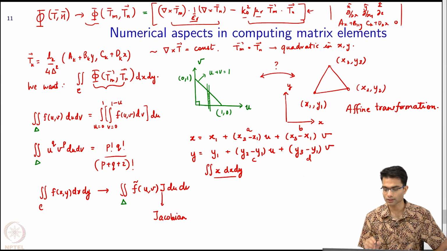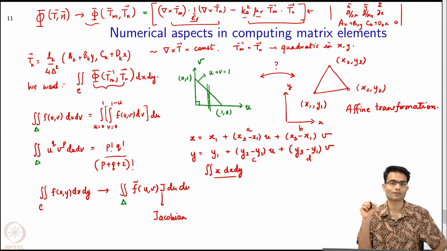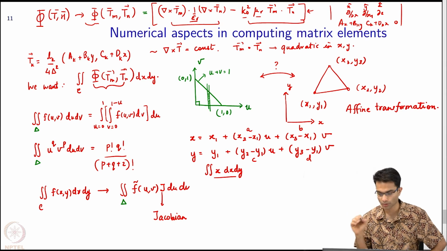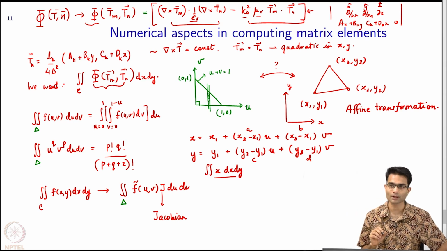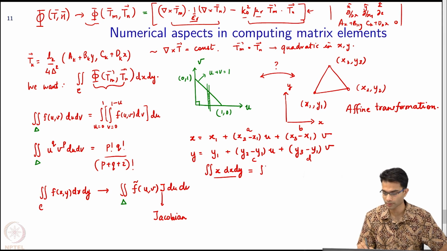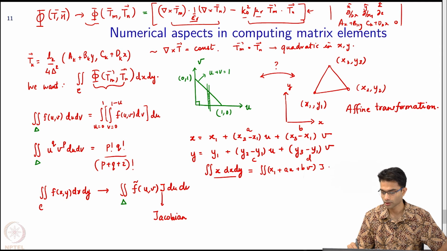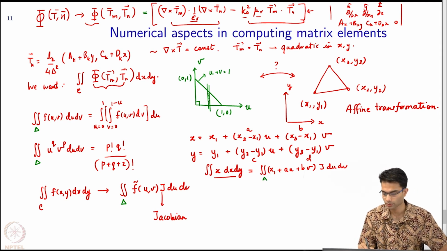We will get terms like x square, y square. These are the terms I will get. So, supposing I got x integrated over this triangle, now what is my recipe? x I have to write by substituting in terms of the new variables. So x will become x1 plus au plus bv, times the Jacobian, times du dv, and integrated now over the triangle, correct.